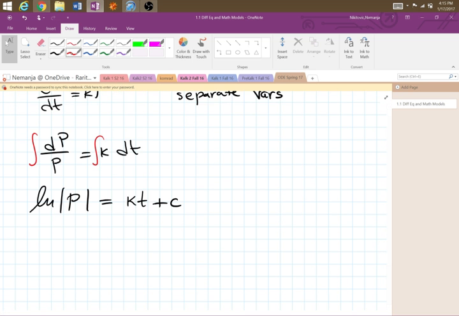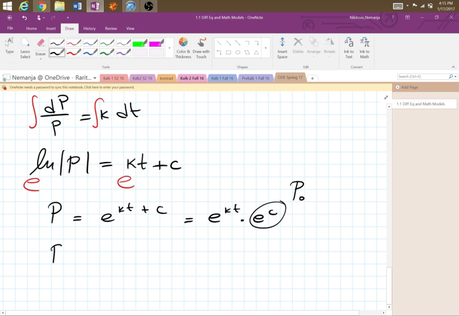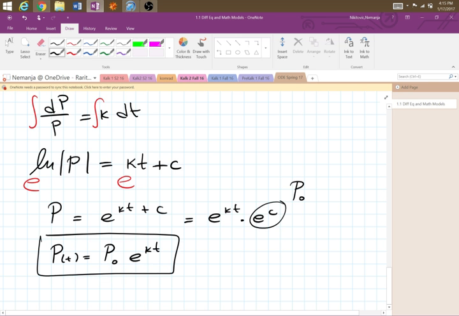I need to fish out p. So exponentiate both sides. So now p is equal to e to the kt plus c, using algebra, e to the kt times e to the c. This new constant, I'm going to call it p0, initial population. So p of t is equal to p0 e to the kt. Population model. Now, we like to see if this model makes sense.